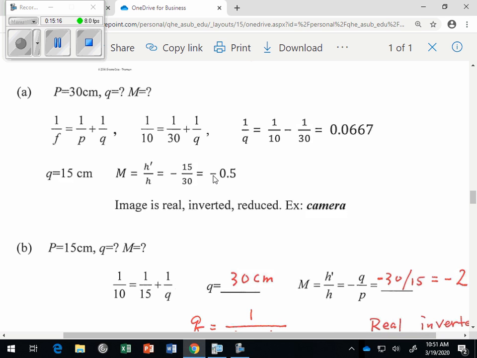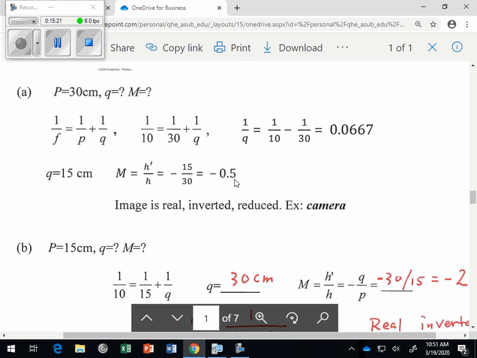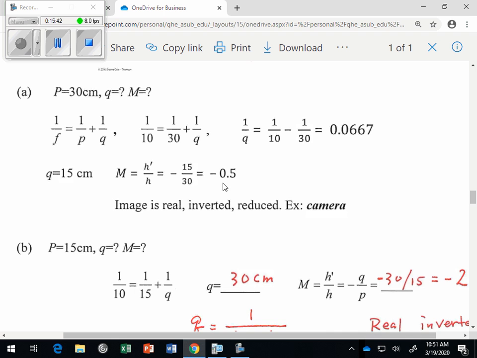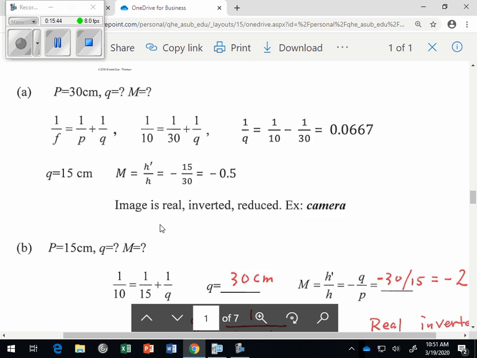Okay, what does this mean? That means magnification equals negative 0.5. The negative tells you what? Inverted, upside down. 0.5 tells you what? Reduced. Okay, so now overall the image is real because Q is positive. It's inverted because of the negative sign, and reduced because m is smaller than 1. What kind of optical system gave you that? Real, inverted, reduced. Well, that's a camera.